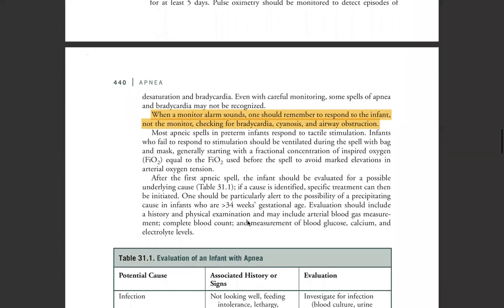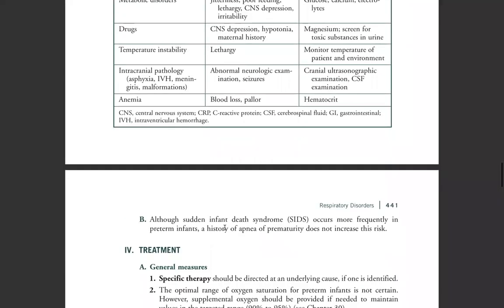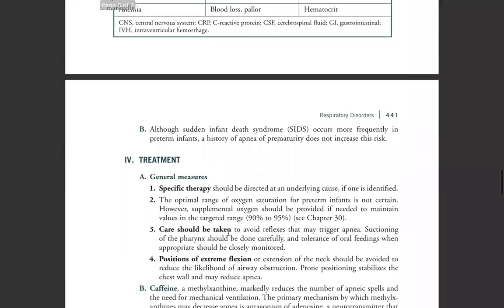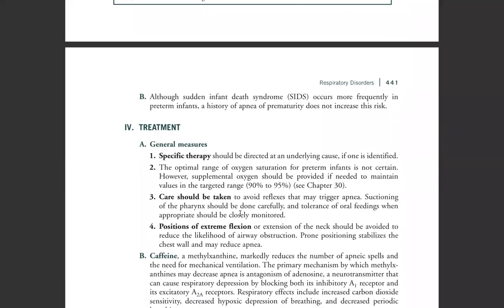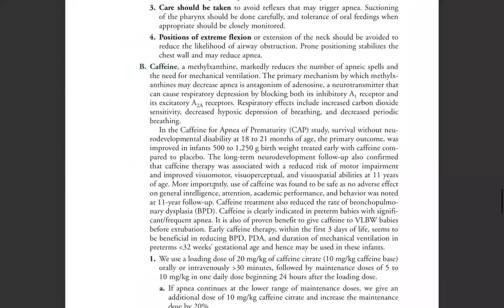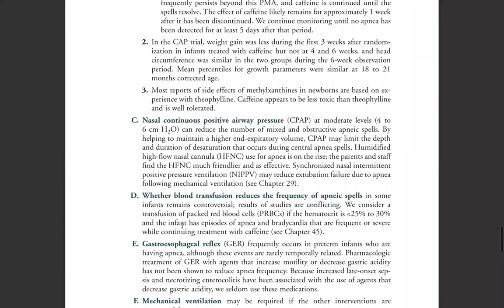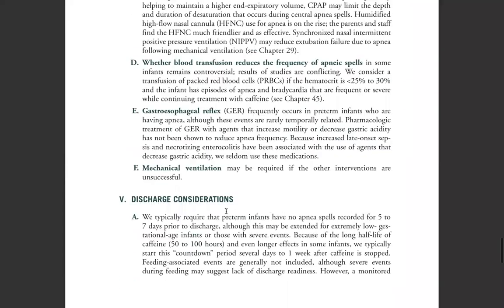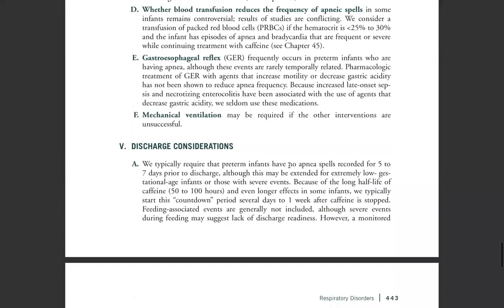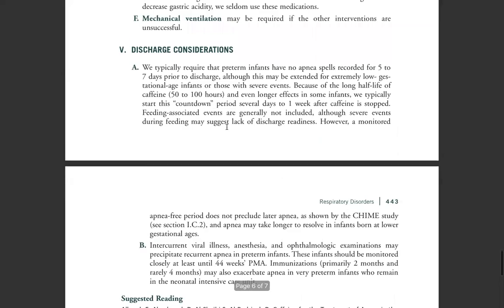What investigations do you send? What are the underlying causes? Then what is the treatment: specific therapy, preventing apnea, position of the neck, then caffeine, then other things like CPAP and blood transfusion, no role of gastroesophageal reflux measures, and sometimes even mechanical ventilation may be required. And when should you discharge such a baby with apnea? 7 days after stopping caffeine, when the half-life duration is over, and the baby doesn't have apnea. It means the baby is apnea free. Do not count the feeding-associated desaturation events.